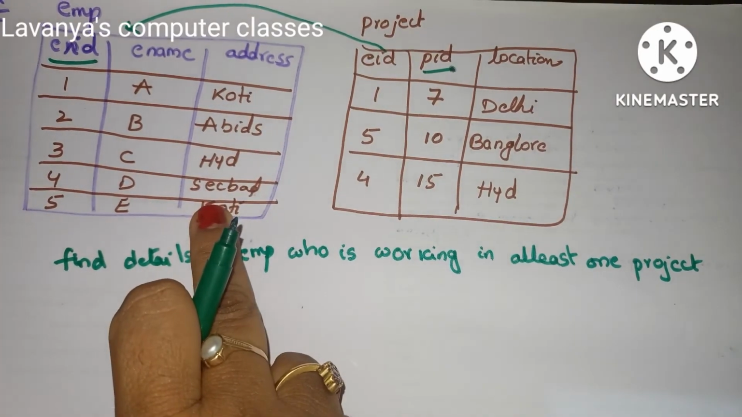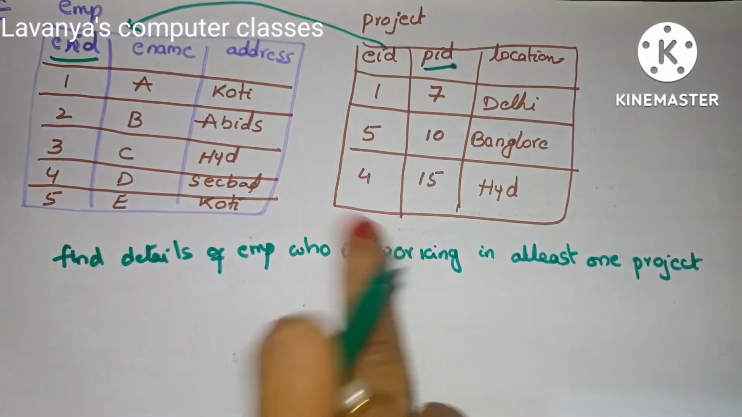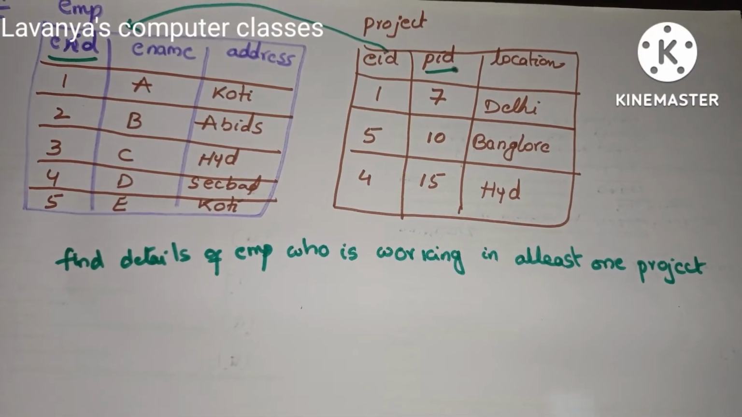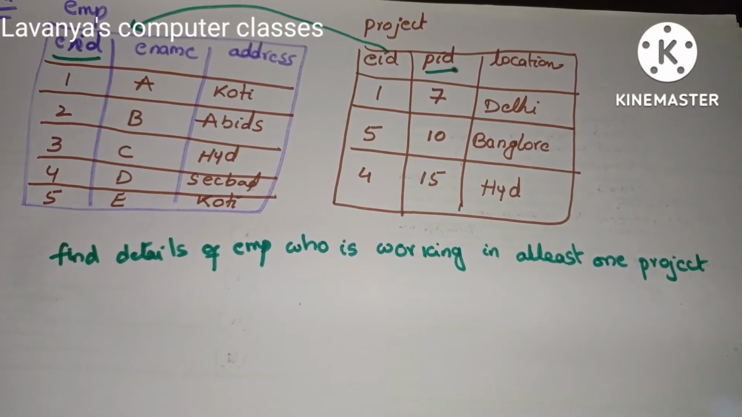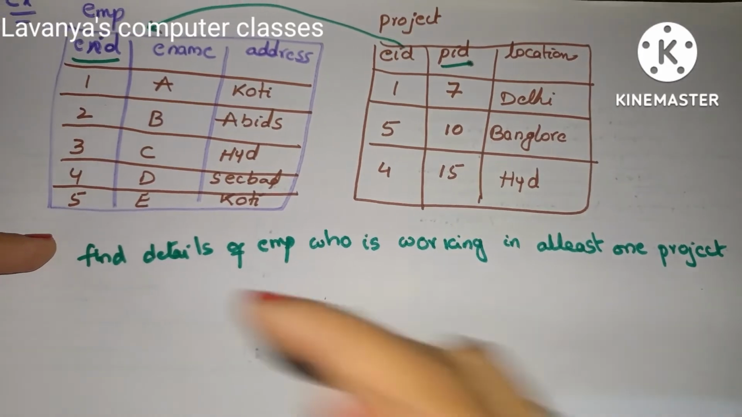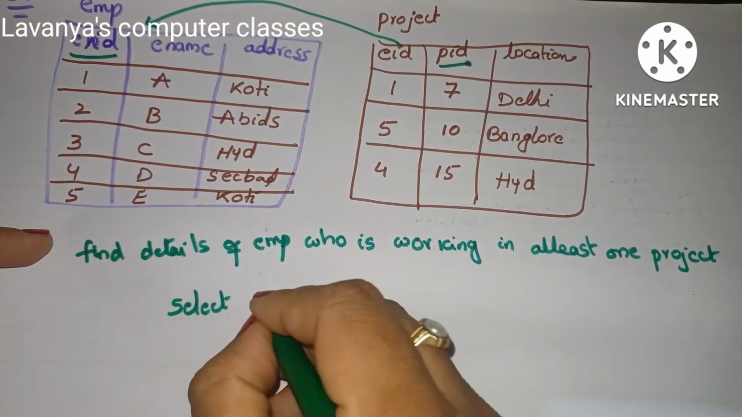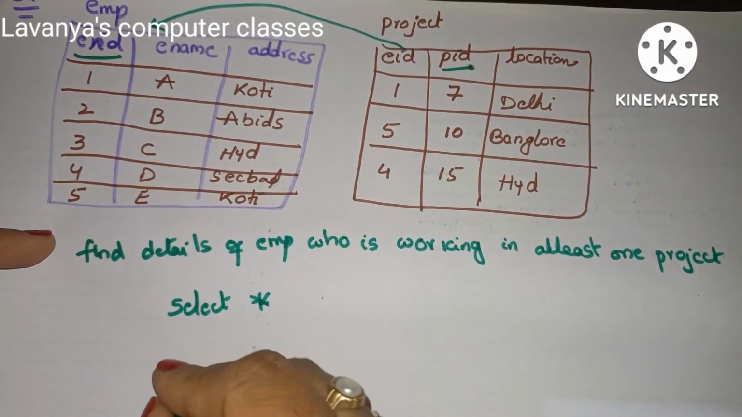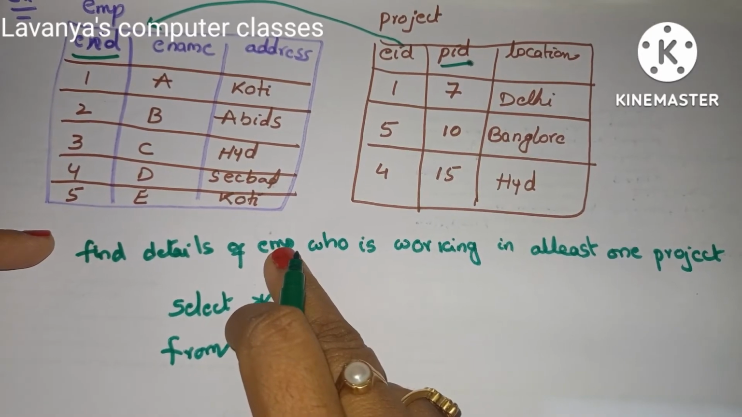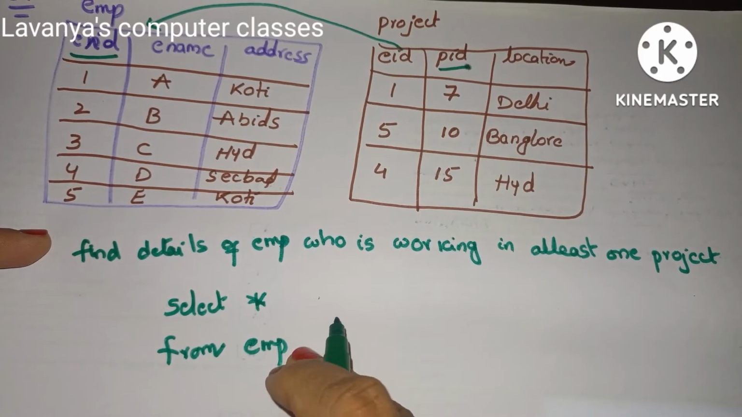Whether the employee is working in any project or not, that information is given by the project table. So how can you write this information? Now we write the query. What is the query? First, what do you want? You want the information about employees. How can you get it? Select star, because I want all the information, from which table? I want details for employees, so that's why the employee table: select star from employee.